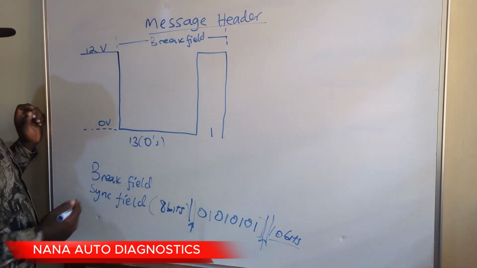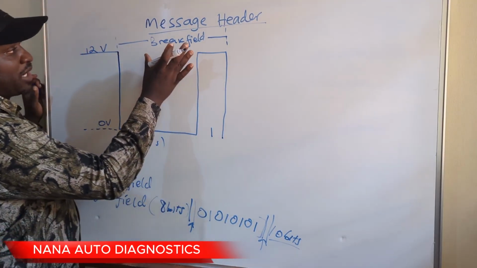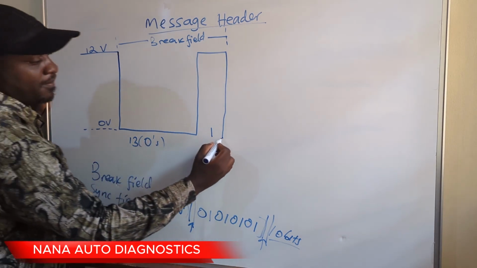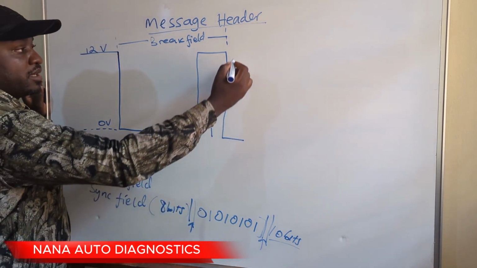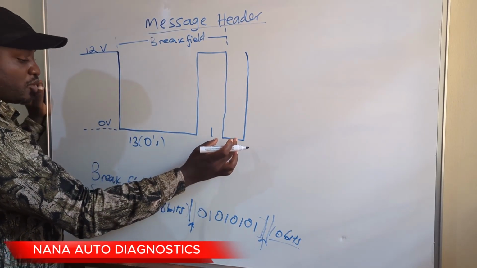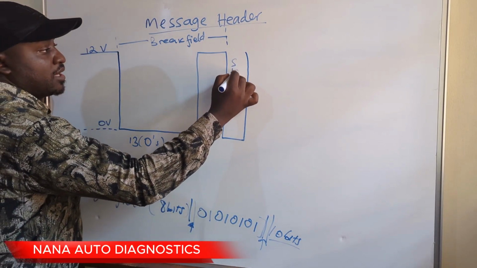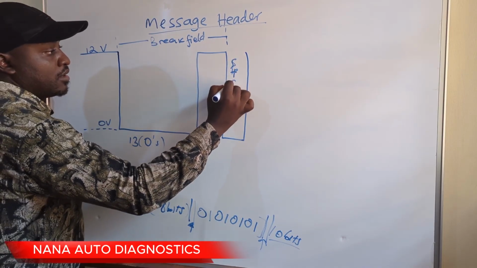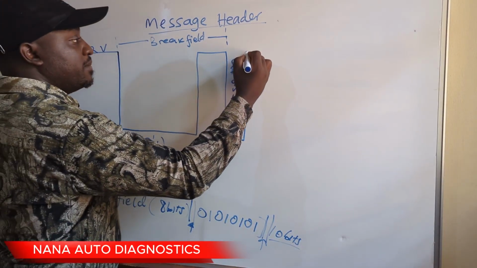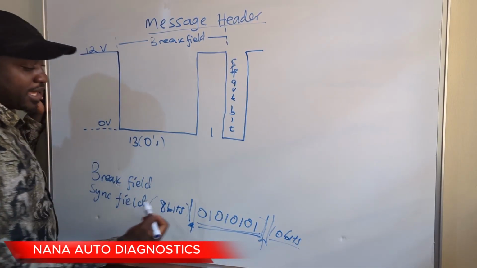So we are going to continue with our transition. So here, now we are done with the break field, so we are moving on to the sync field. And this is what we call the start bit. So this is the start bit here. Now after the start bit, we shall move on to our 8 bits.